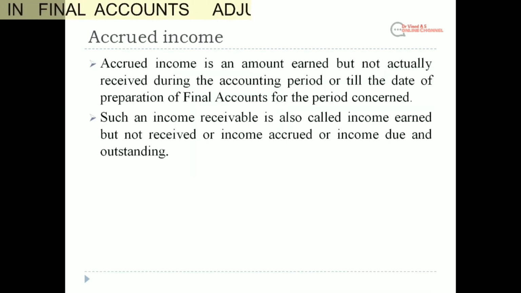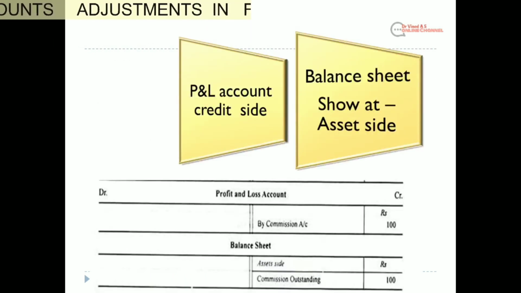Let us see what will be the next adjustment item, that is called accrued income. Accrued income is an amount earned but not actually received during the accounting period or till the date of preparation of final accounts for the period concerned. Such an income is called income earned but not received, income accrued, or income due and outstanding. So if there is some income like that, it will be there on the credit side of your profit and loss account, and the same amount will be shown on the asset side of your balance sheet.